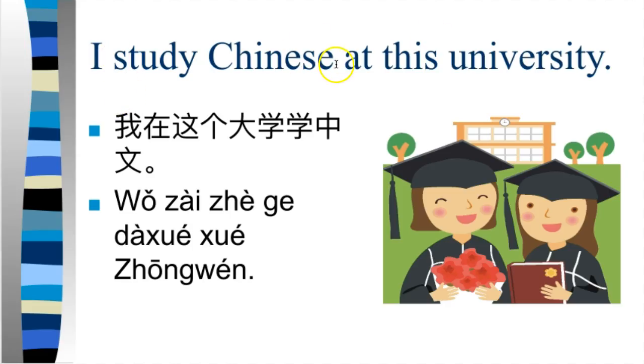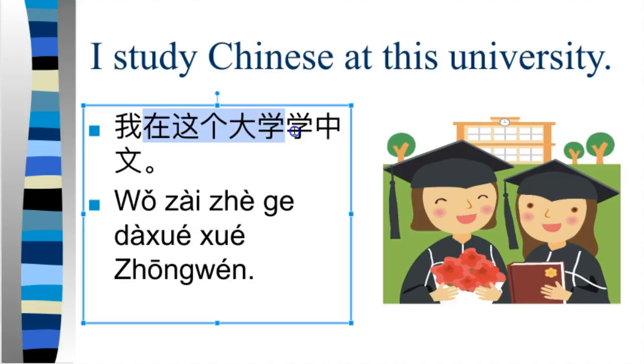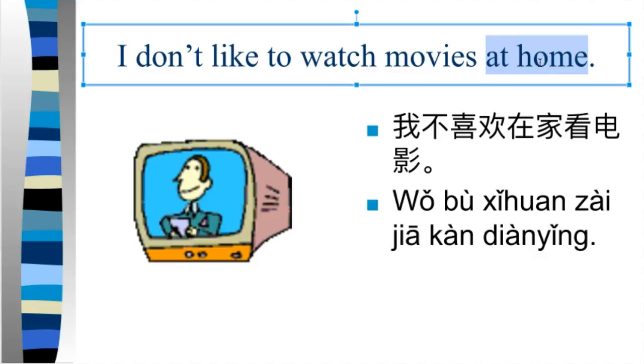Here we have another one. At this university. In English, it goes at the end of the sentence. In Chinese, where does it go? Before the verb. 我在这个大学, this university, 学中文, study Chinese. Another one, at home. And when you translate to Chinese, move it before the verb. 我不喜欢在家看电视. All right. Or 电影.